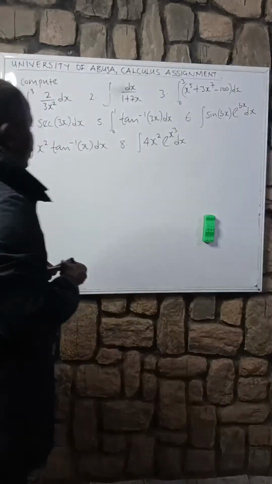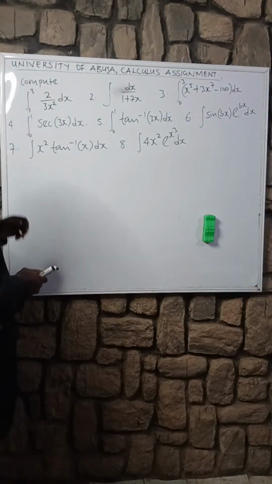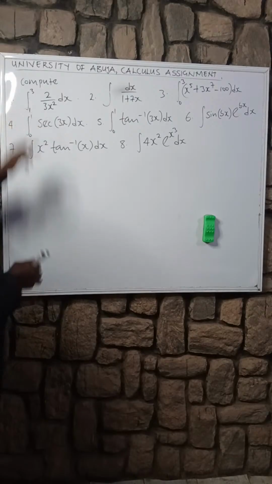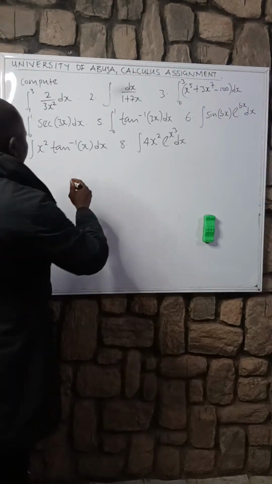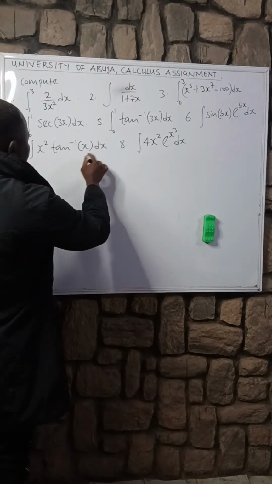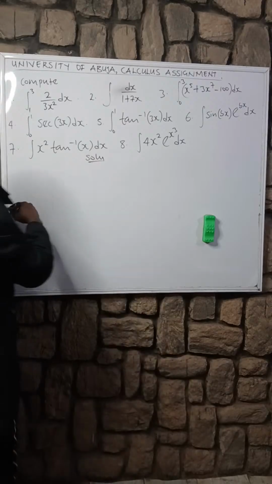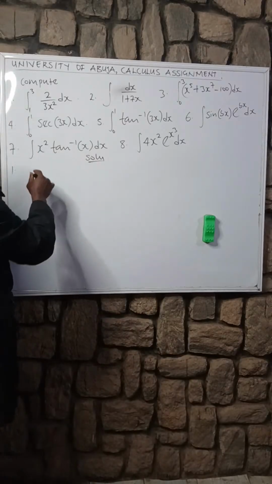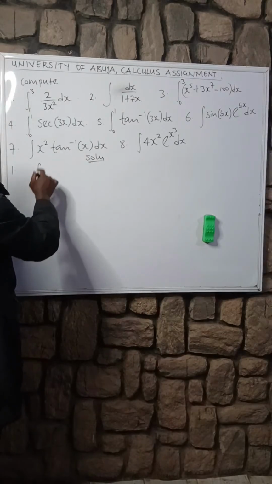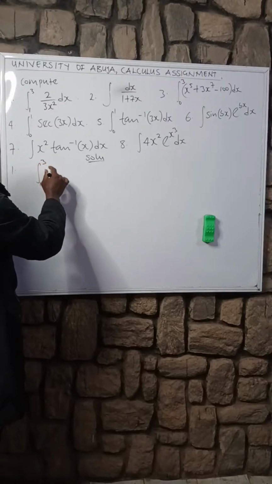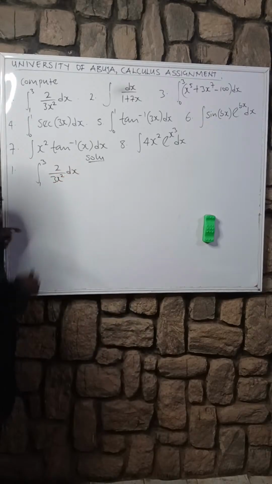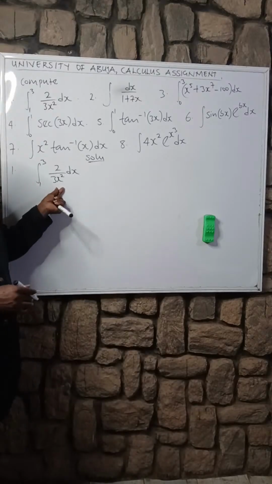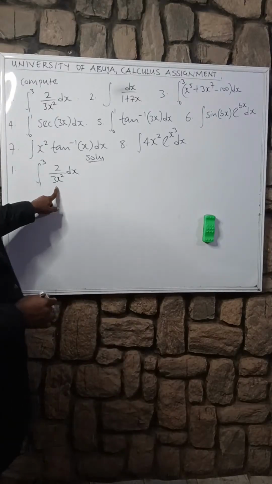How can we solve this problem? Look at it. Let's consider number 1. Is that clear? Alright, solution. Question number 1 is the integral from 1 to 3 of 2 all over 3x squared dx. Now, these are definite integrals.